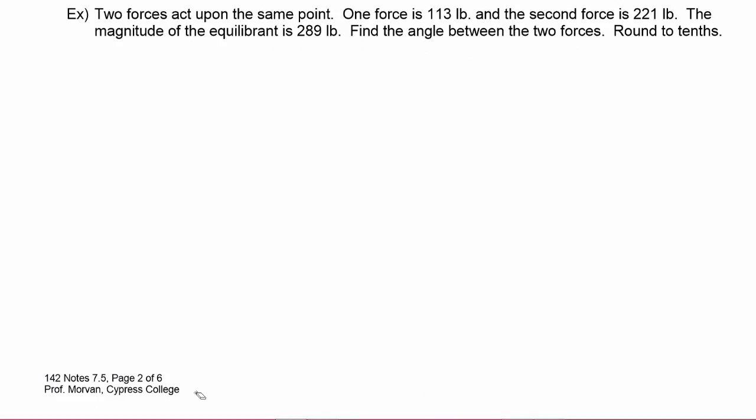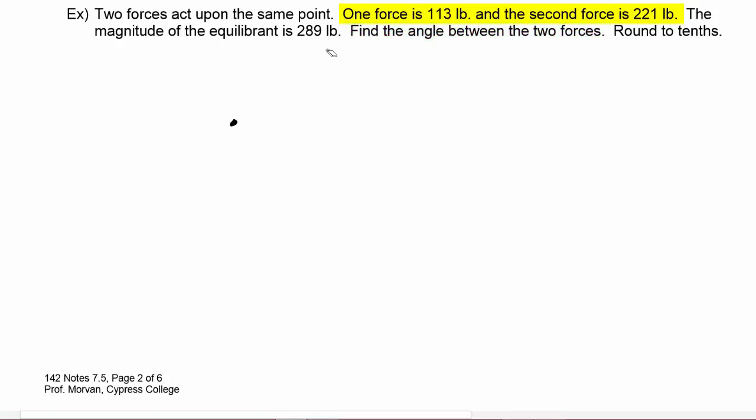In this example, we are told that two forces act upon the same point. So let's make a point. One of the forces is 113 pounds, and the second force is 221 pounds. Now, looking ahead in the problem, we can see that we are not given the angle between the two forces. In fact, that's what we are going to have to find.